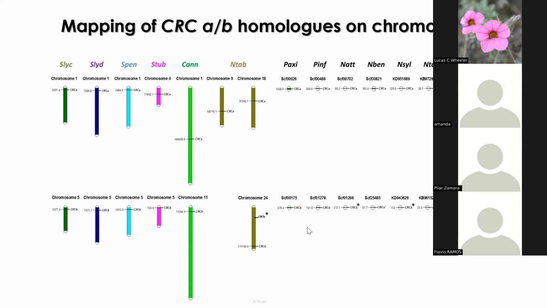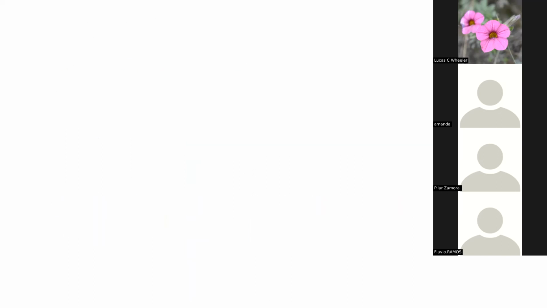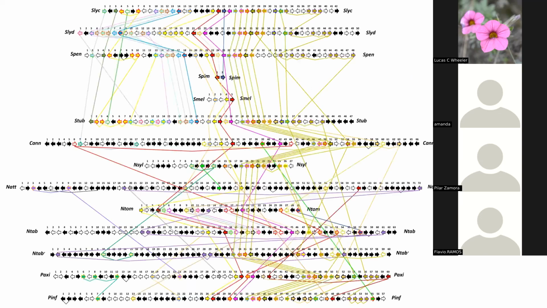There are 2 copies present in the Solanaceae, and these are paralogous copies, and there has been some ancestral duplication event that occurred at the node of Solanaceae. Now the question is, if there are 2 copies of CRCa, how conserved are they across evolution? So we did a microsynteny analysis.